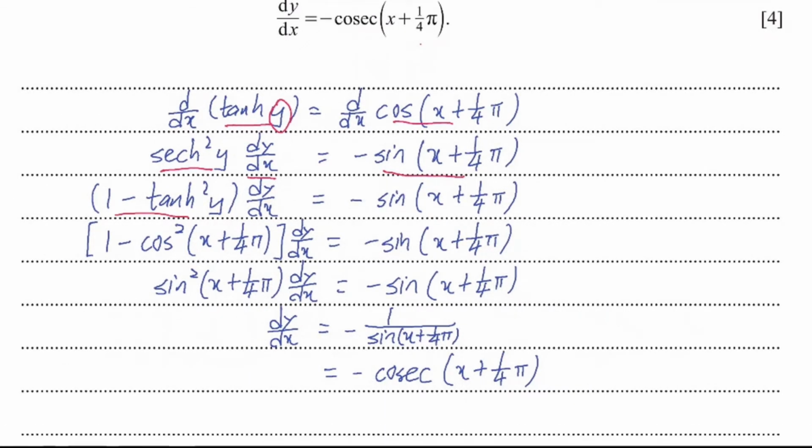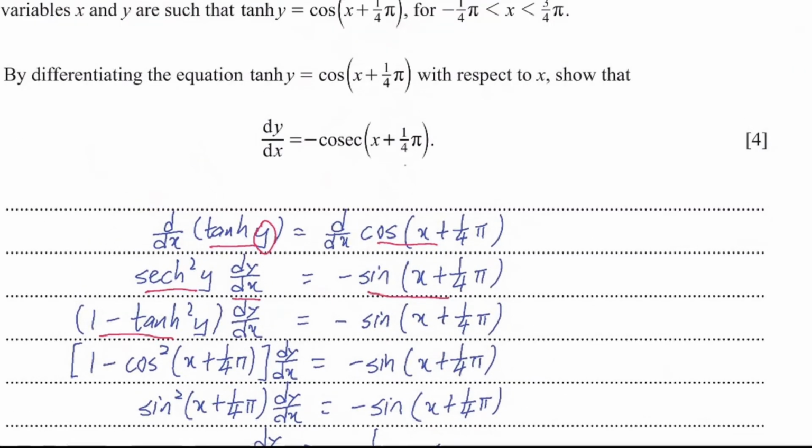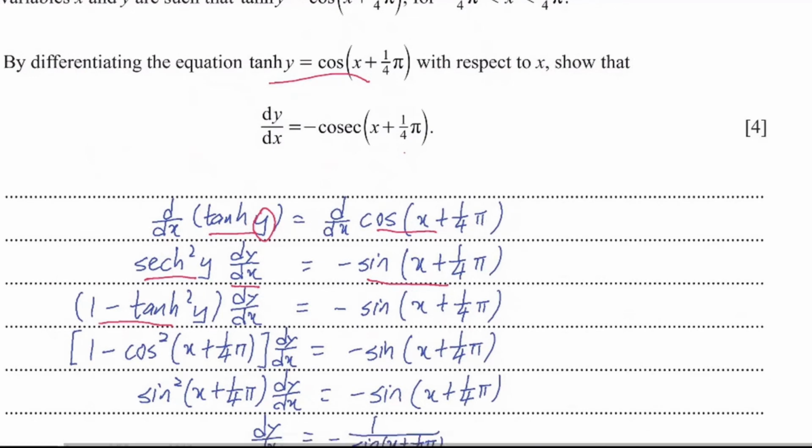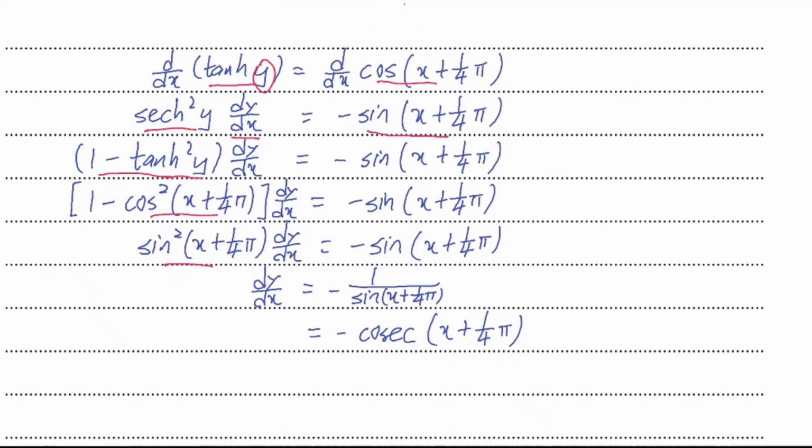So we apply the idea that sec squared is 1 plus tan squared. Why do we change it to 1 plus tan squared? Because we know that tan y is a cos, so the tan squared becomes cos squared. So 1 minus cos squared is again our sine squared. The sine can be cancelled off, and we move one of the sines over there and rearrange. It should give us this expression: negative cosecant of x plus 1 over 4 pi. Okay, so that's for the second part.